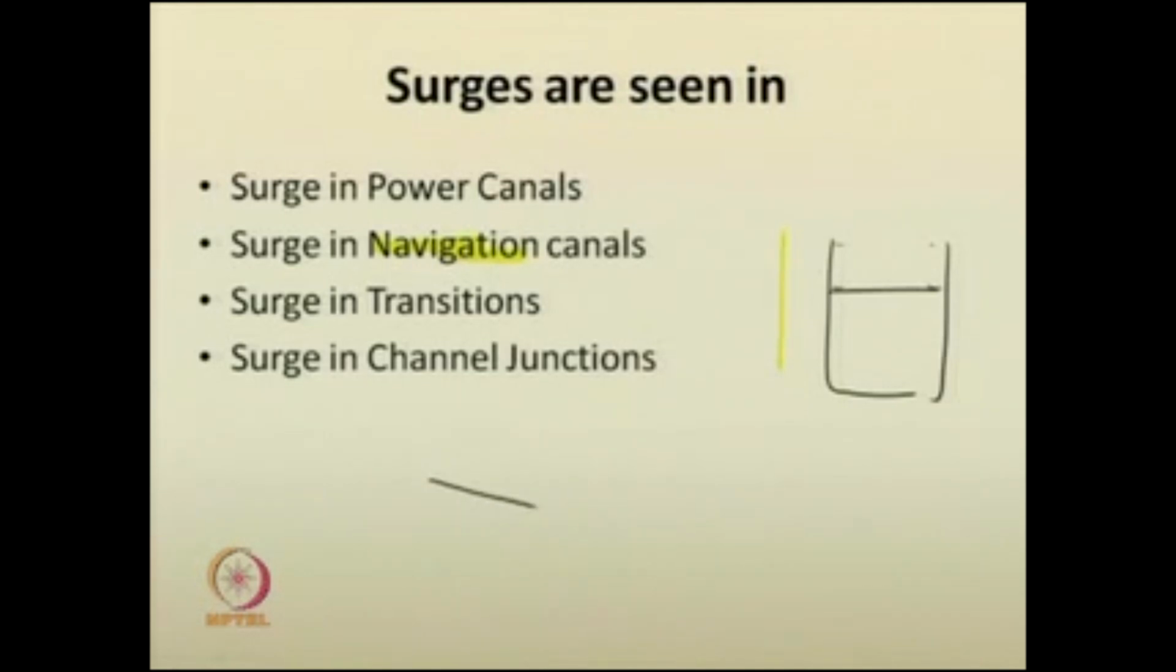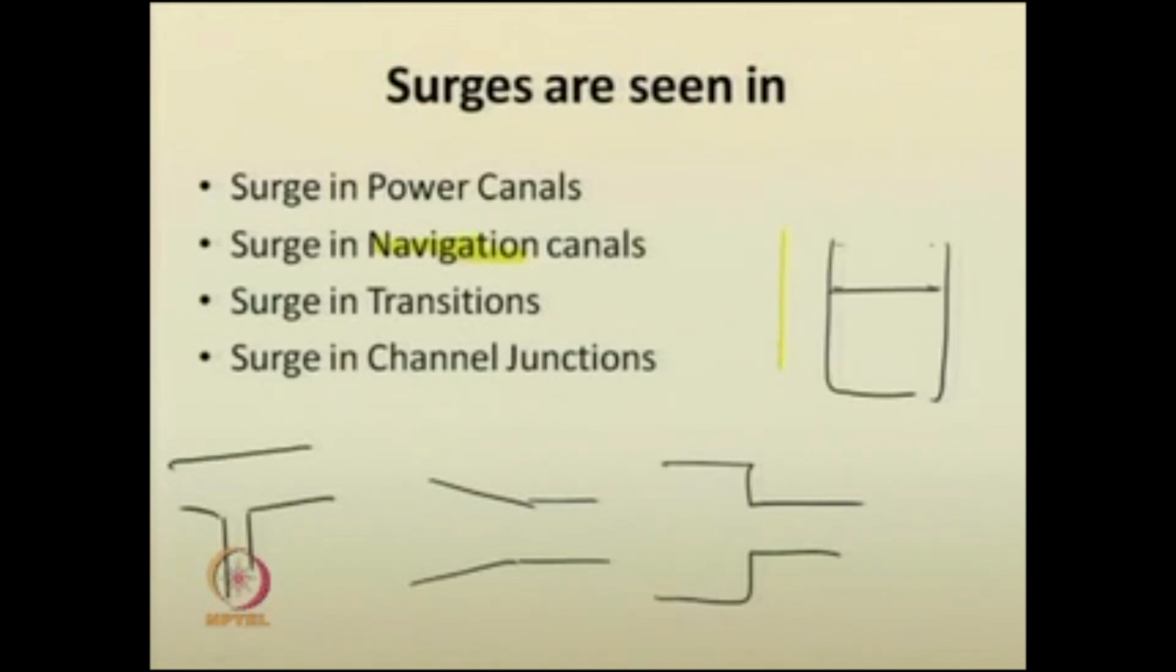Say if there is a canal and there is a sudden change in the width of the channel, you use the continuity and momentum equations to analyze how surges are formed at channel junctions. That is also analyzed.